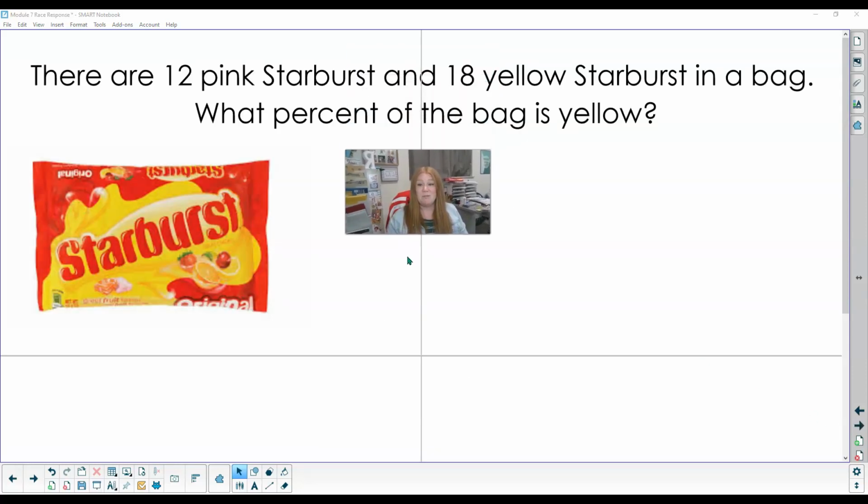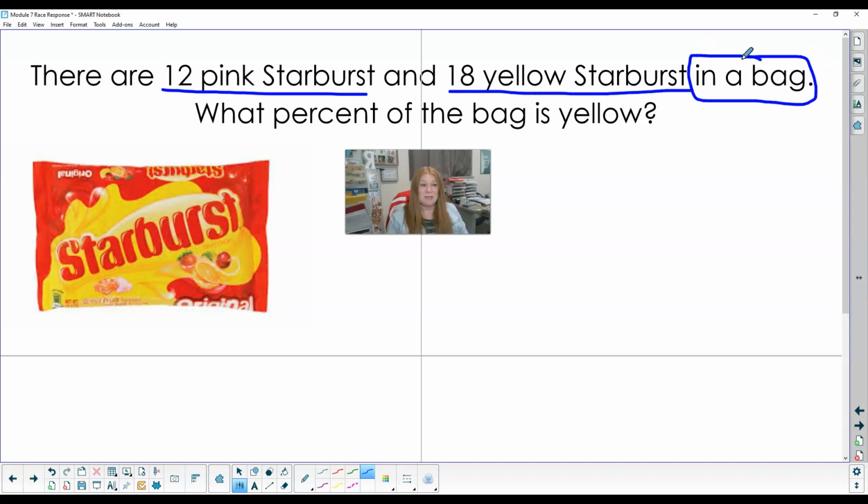So the question asks: 12 pink Starburst, 18 yellow Starburst in the bag. What percent of the bag is yellow? So I know I have 12 pink, 18 yellow in the bag. So that's what is in the entire bag. It's just that pink and yellow mix. We're looking for the percent, so our answer should be a percent of the bag that is yellow. So I want to know the yellow, and I need to know that out of the total.